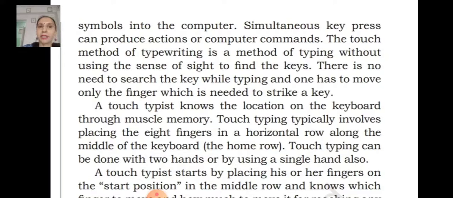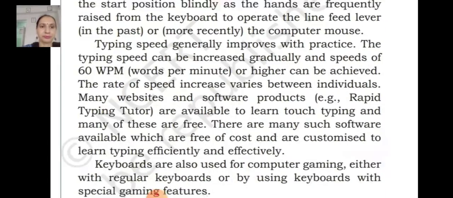The touch method of typewriting is a method of typing without using the sense of sight to find the keys. There is no need to search for the key while typing, and one has to move only the finger which is needed to strike a key. A touch typist knows the location on the keyboard through muscle memory. Touch typing typically involves placing the 8 fingers in a horizontal row along the middle of the keyboard.